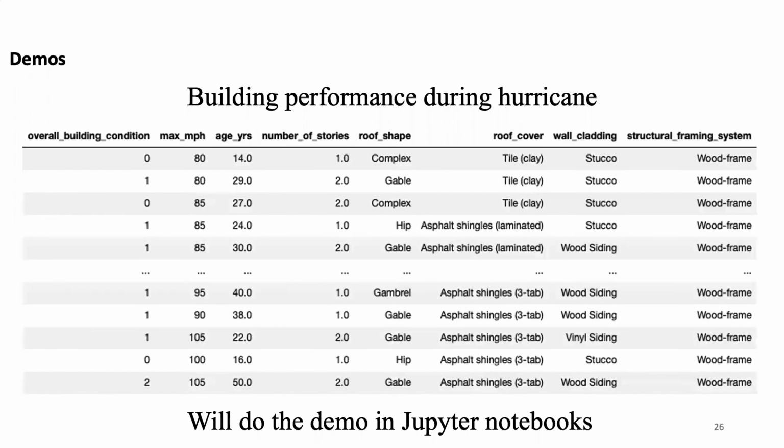So now we have learned these algorithms. We want to apply them to a real world case, which is building performance during a hurricane. In this example, you will be given a data set. It looks like this, right?